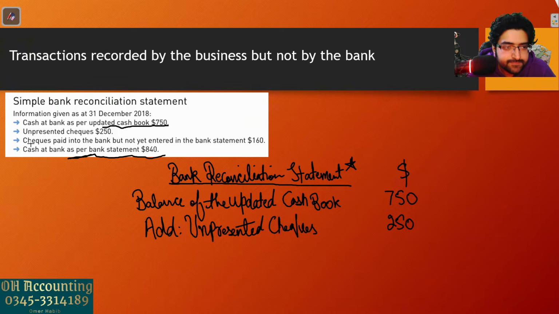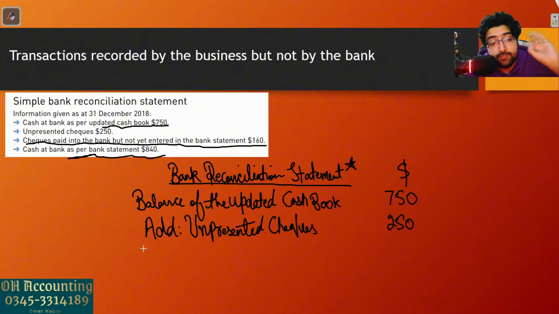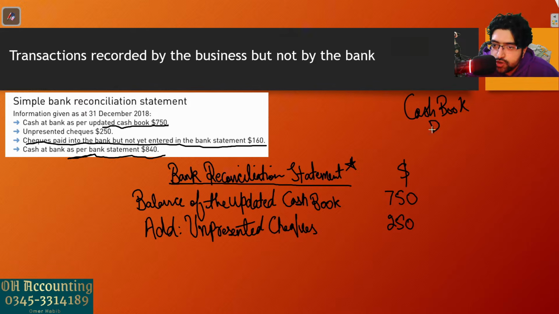Now, checks paid into the bank account but not yet entered in the bank statement. These are uncredited deposits, which means what they're trying to tell you is, okay, that you have deposited the check in the bank, but they're not showing on the bank statement, which means the bank has not recorded it yet. So you, as the business owner, you have recorded this in the cash book on the debit side, because when you receive a check, you record it on debit, but the bank has still not recorded this.